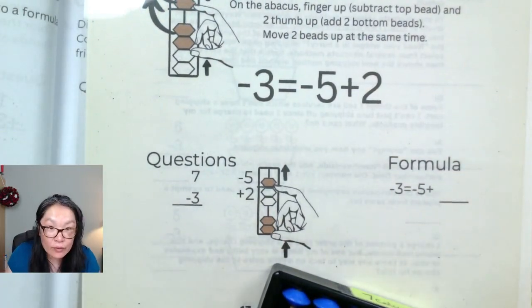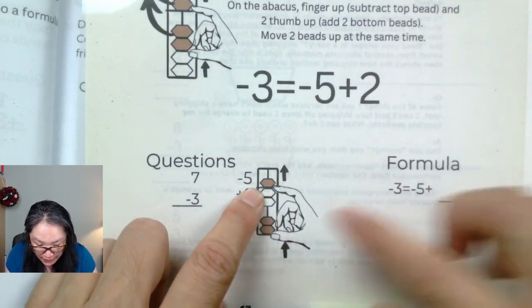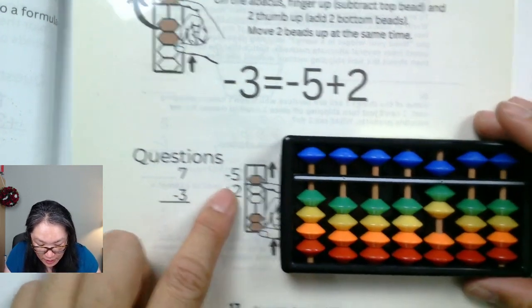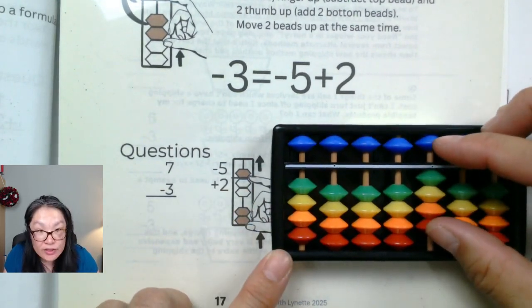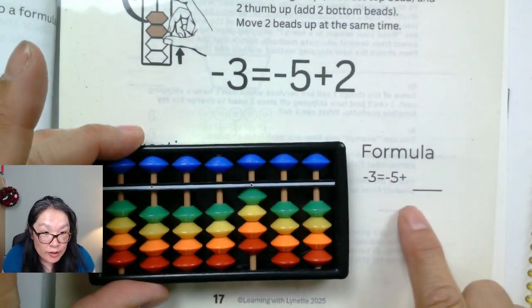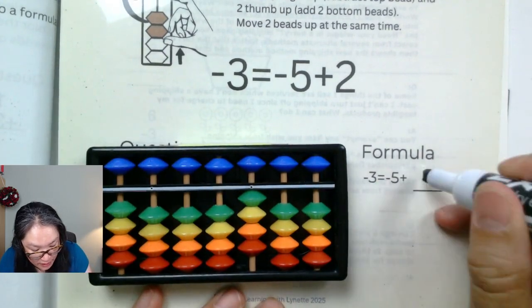So here I wanted to show you, I want to minus the 5 plus the 2. So when I have 7, I'm going to minus the 5 plus the 2 together at the same time. So here, this is the formula you write, right? Minus the 3 is equal to minus the 5 plus the 2.